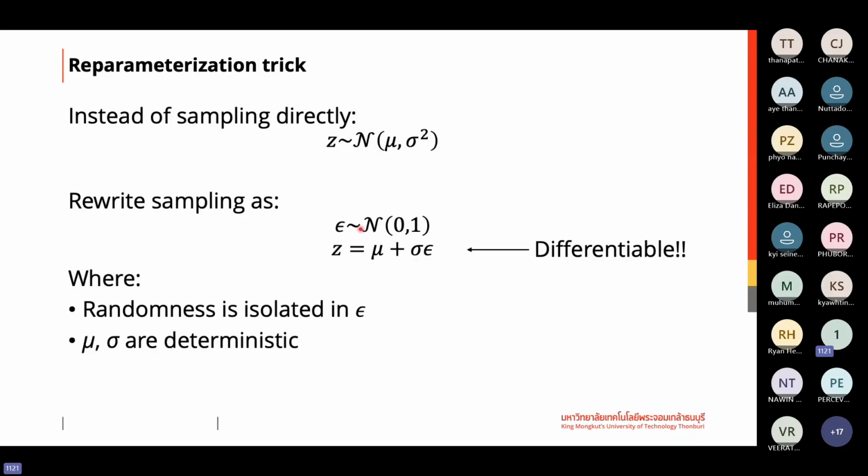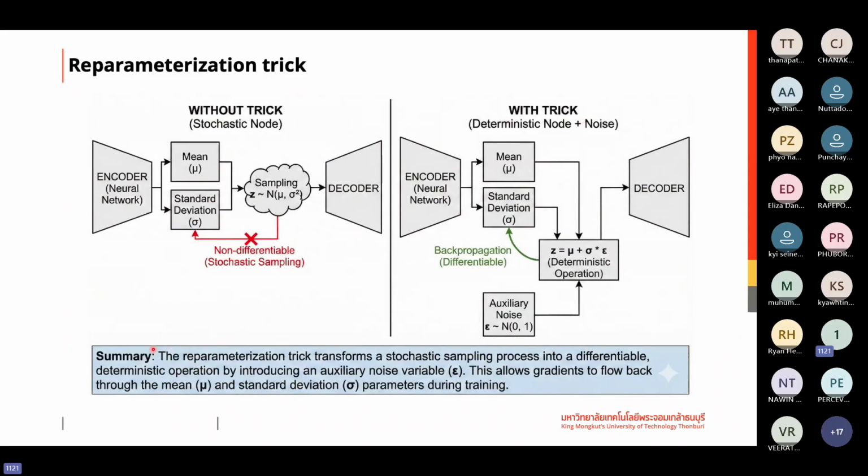Remember, if you want to take the derivative of something, it should have an equation connecting the two together. Otherwise, how would you calculate the gradient from the error and then propagate the error back to the input network? So here, this is random error, randomness, introduced by epsilon here, and mu and sigma are deterministic here. So this is the reparameterization trick.